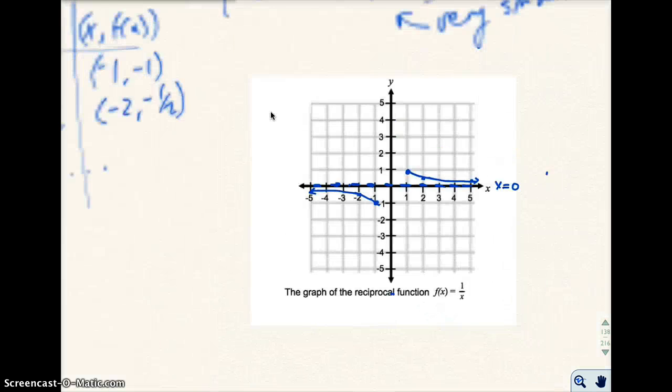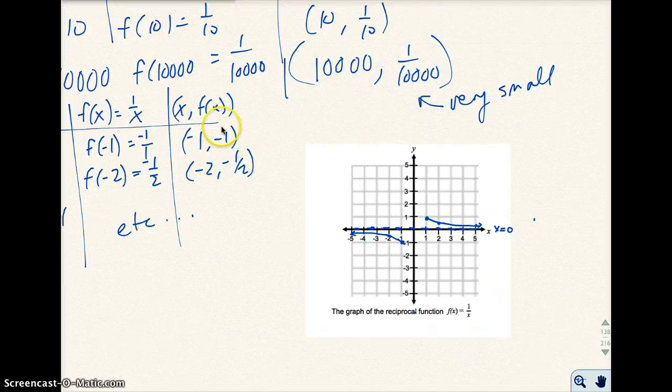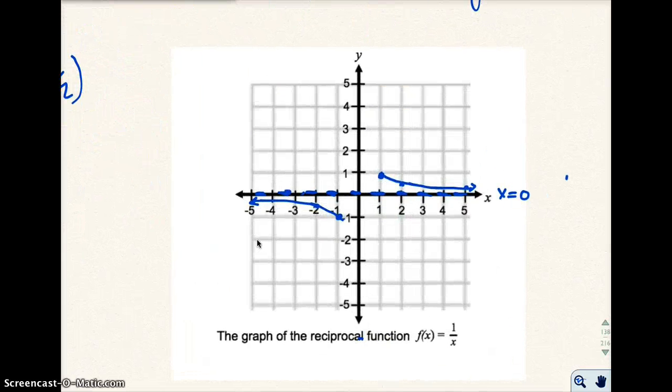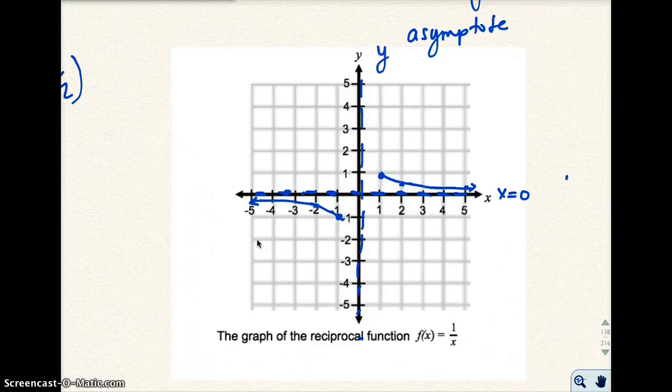This y value here is never going to be 0. It's always going to be -1 over something, because I'll have something for x. Okay, so that's another thing we're looking at: we know that y will never equal 0. Here's another asymptote. Okay, this is y equals 0.